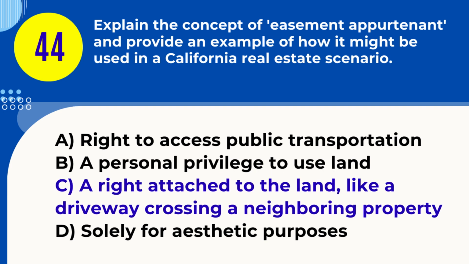Answer. C. A right attached to the land, like a driveway crossing a neighboring property. Explanation. An easement appurtenant in California real estate is a right that runs with the land, allowing the holder to use a neighboring property for a specific purpose. For example, a driveway easement might allow one property owner to drive across a neighbor's land to reach their home.